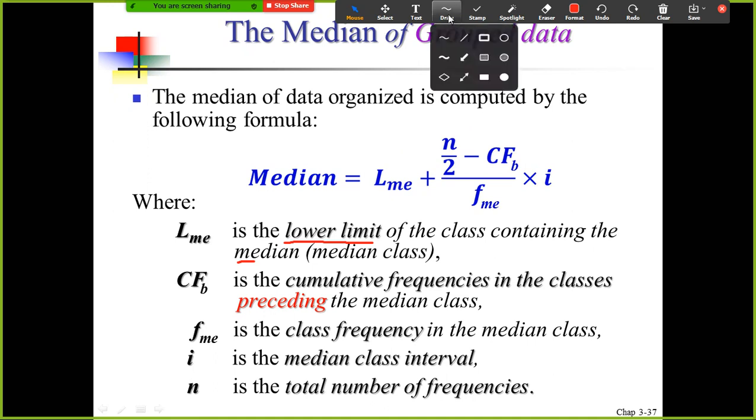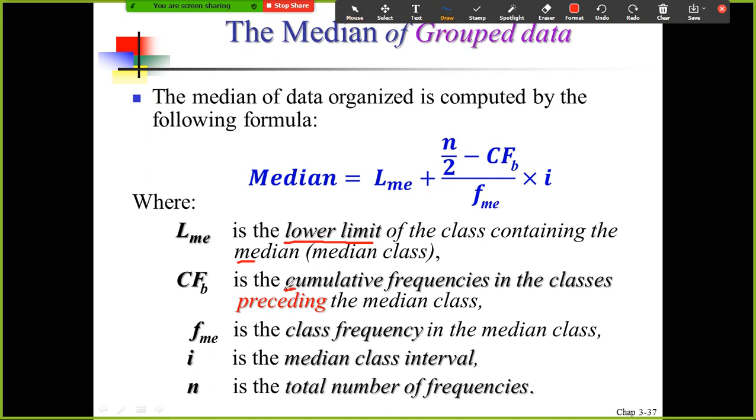CF. What is CF? Cumulative frequency in the class preceding. Preceding means before. Preceding means before the median class. So it is cumulative frequency, not frequency, before the median class. That's why I put B. B means before, preceding or before. B means before the median class.